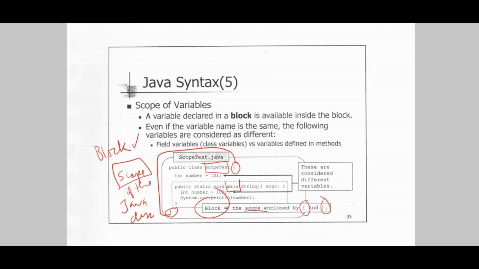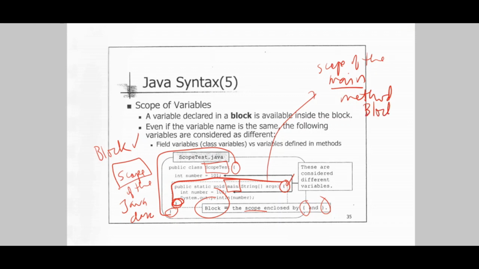Now for the main method, the scope of the main method is from the open curly, which is this, to this close curly. So this part here, from that open curly to this close curly, this is the scope of the main method. And we could also call this the block of the main method, the main method block.